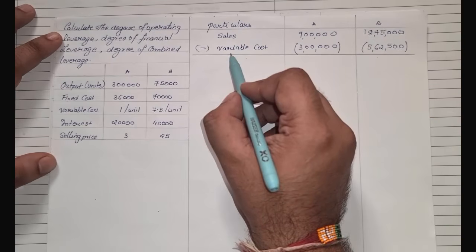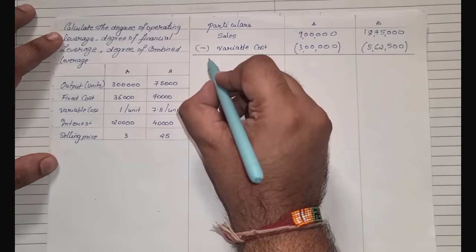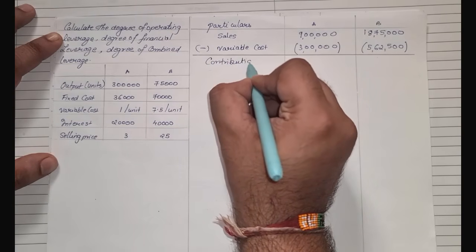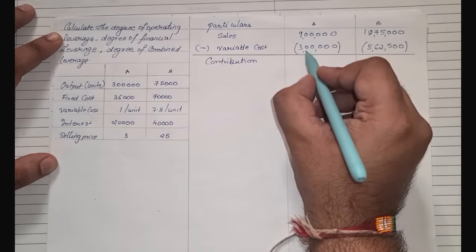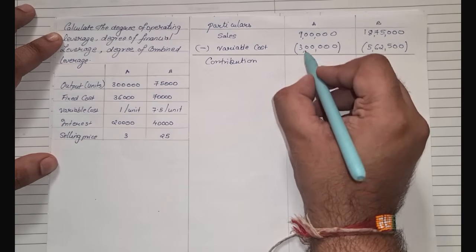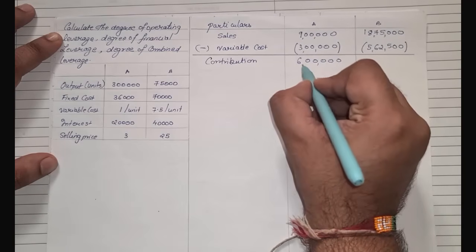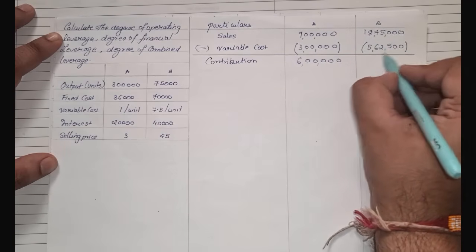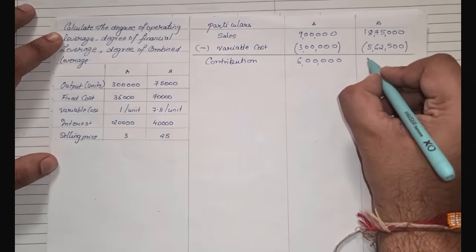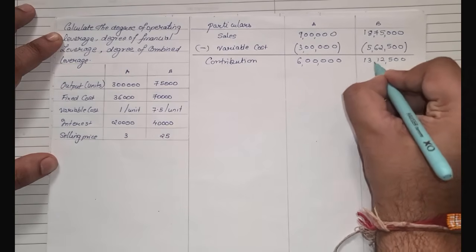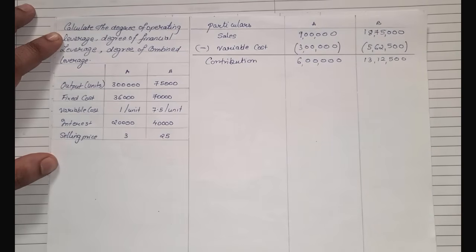Sales less variable cost will give us our next answer, that's contribution. Sales is 9 lakhs, variable was 3, so sales less variable will give us contribution, which is 6 lakhs. Same way for company B, 18 lakh 75,000 minus 5 lakh 62,500 will give us 13 lakh 12,500. So sales less variable gave us contribution.